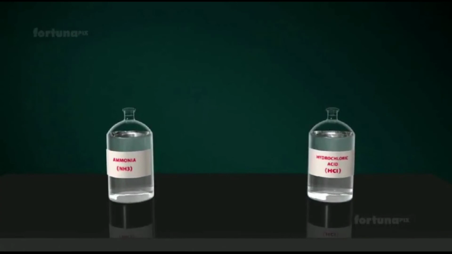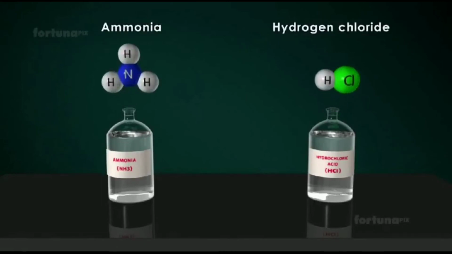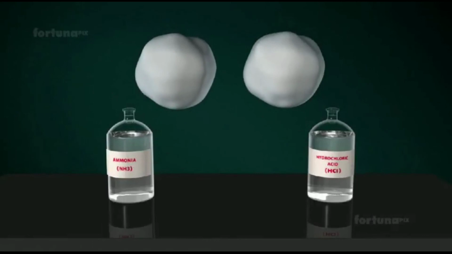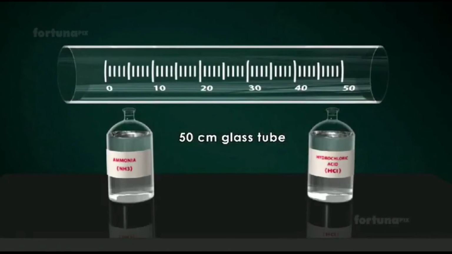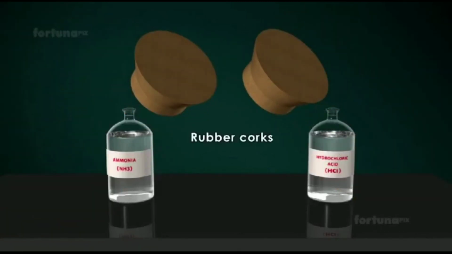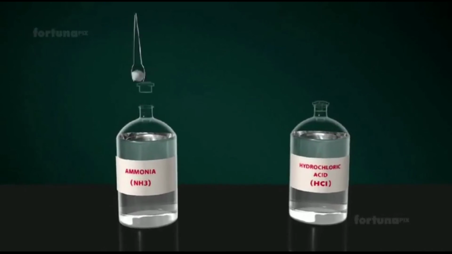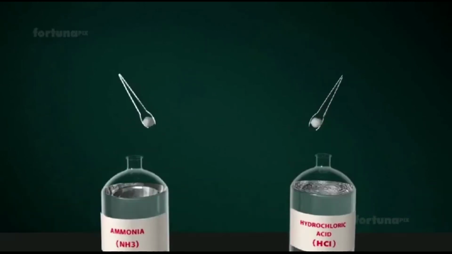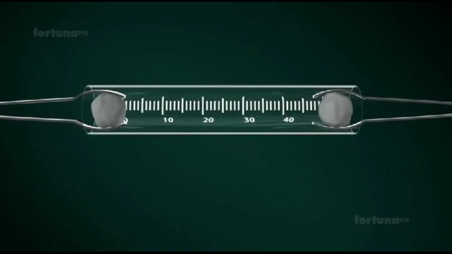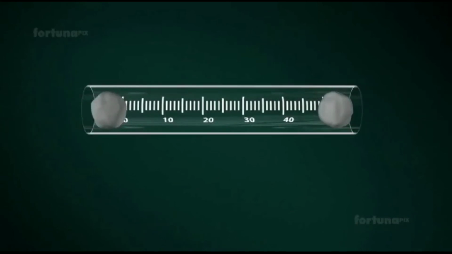To study the diffusion pattern of two different gases, let's perform a simple experiment. We require ammonia and hydrogen chloride solutions, two small cotton balls, a 50 cm glass tube open at both ends, and two rubber corks. Take a cotton ball and dip it in ammonia solution NH3. Dip another cotton ball in hydrogen chloride solution HCl. Place the two cotton balls in the glass tube at the two ends simultaneously and close the two ends of the tube with rubber corks.